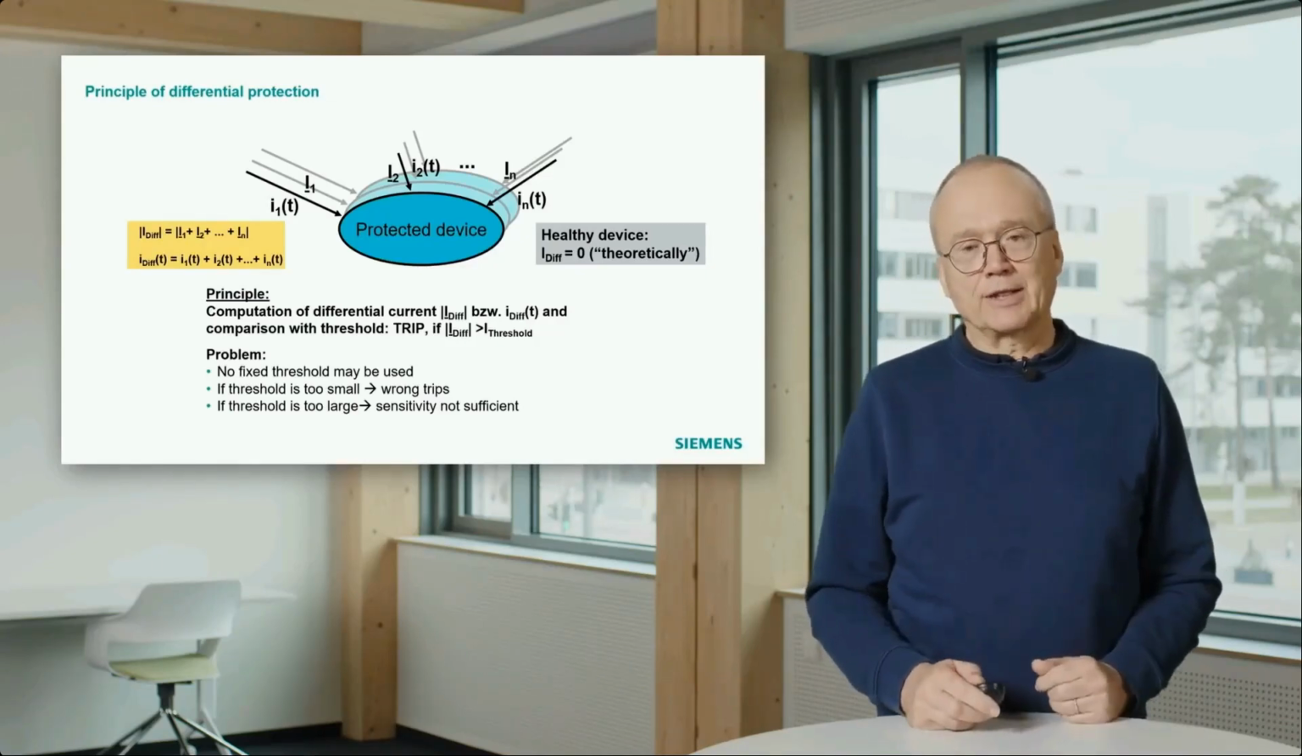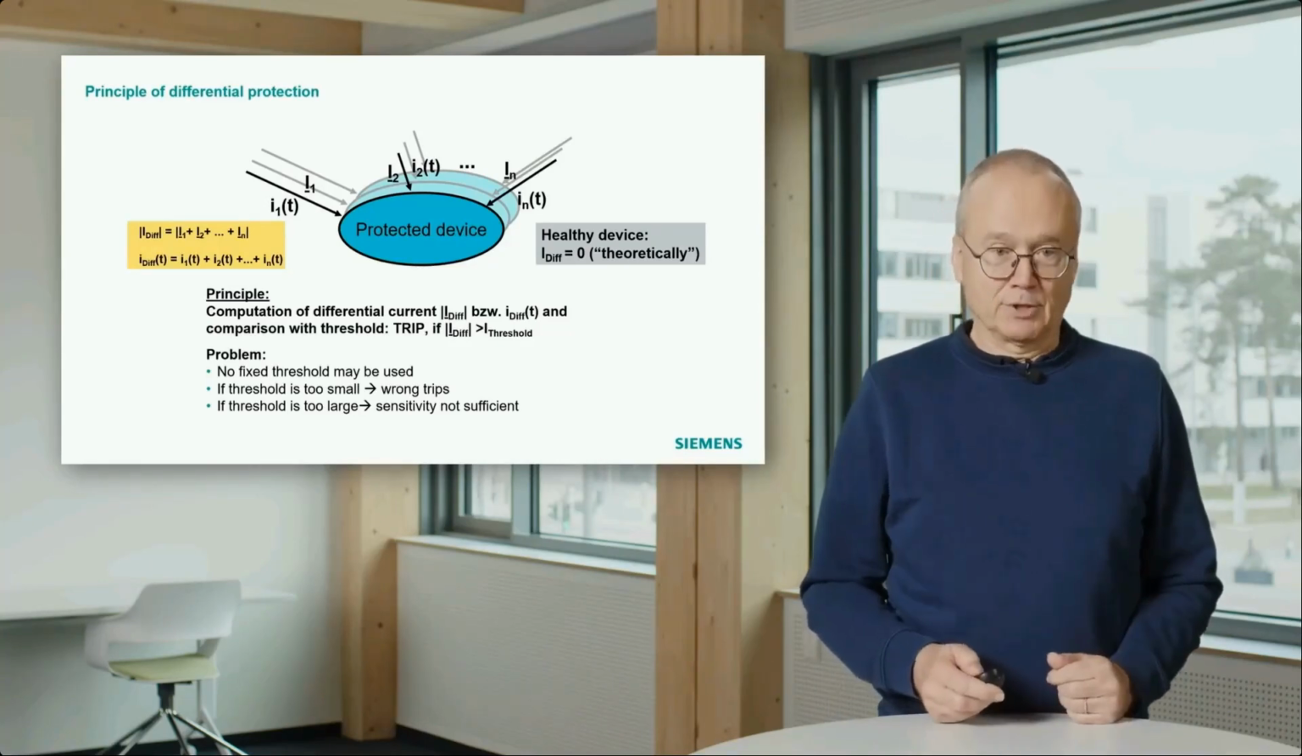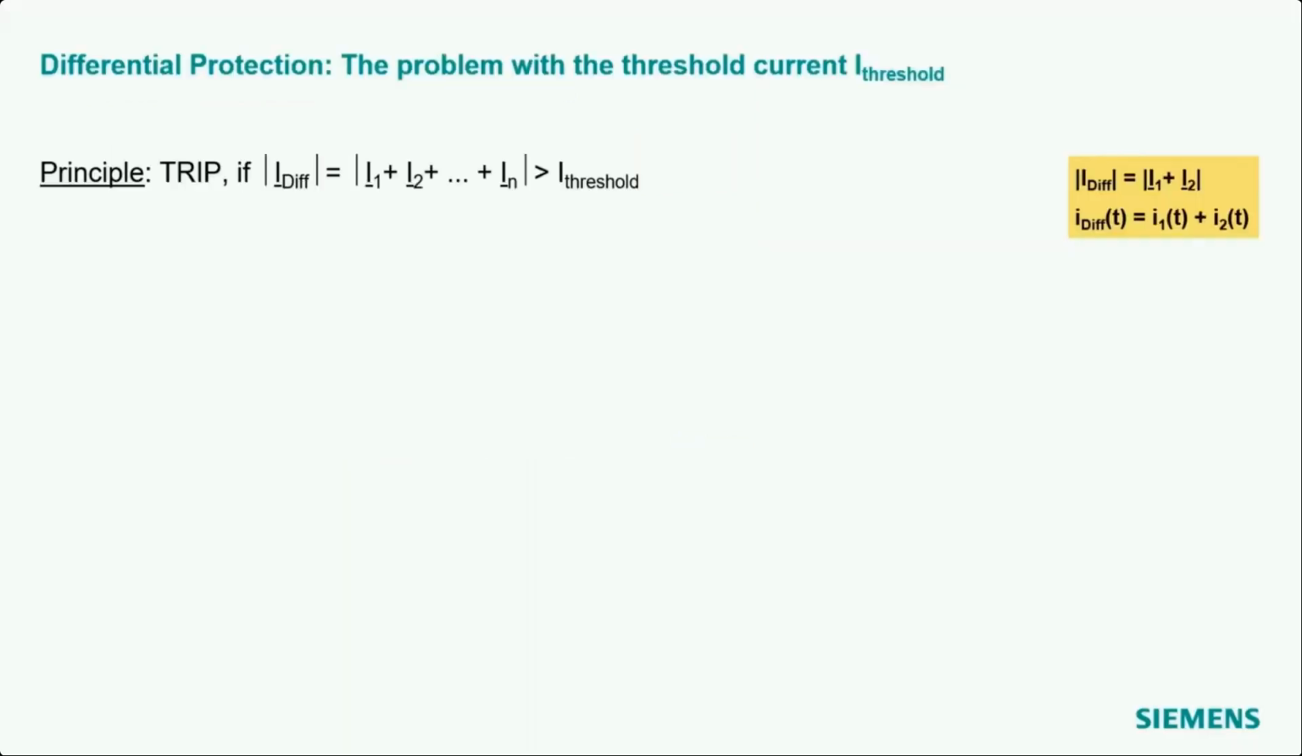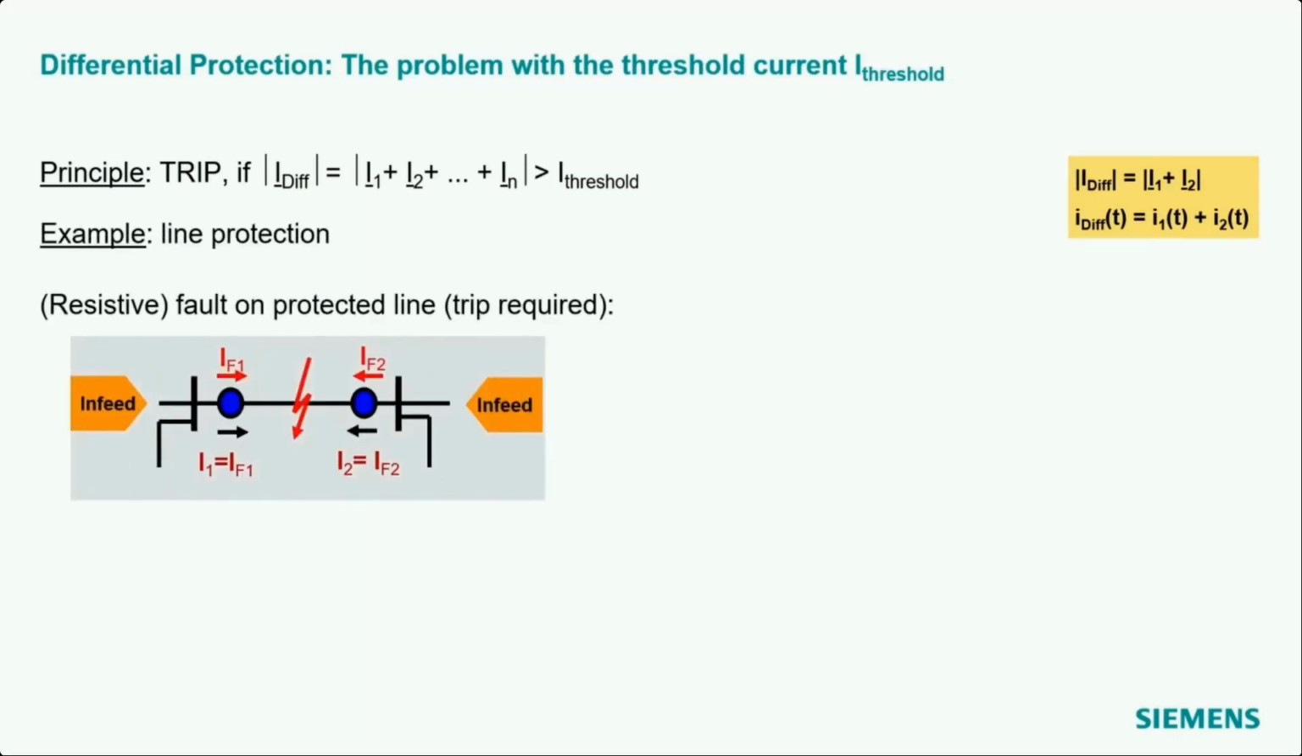And I would like to illustrate that a little bit more using two examples. So here I have again this equation. We trip if the differential current is above the threshold. You see in the yellow box the equation just for a two-ended line. There we have to sum up two currents, either as phasors or as instantaneous values. And the first case I'd like to discuss is a fault, maybe a resistive fault on a line, on the protected line. In this case, we expect that our protection relay should trip.